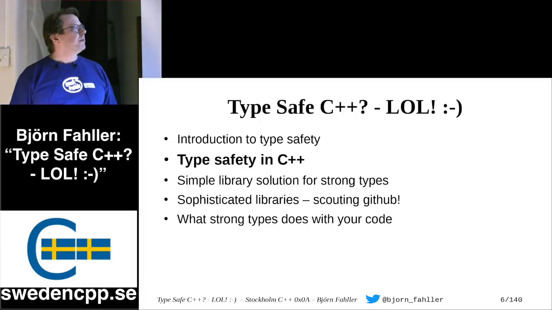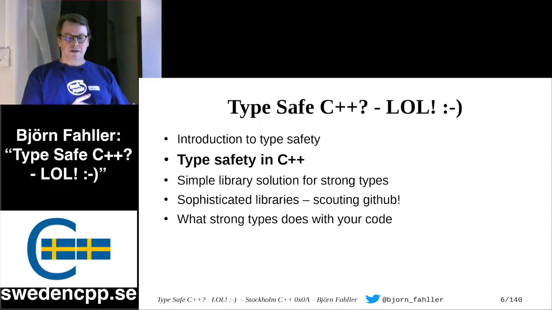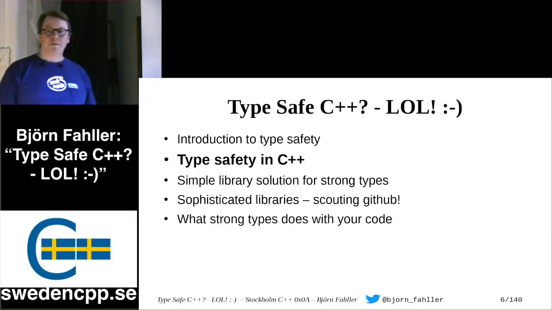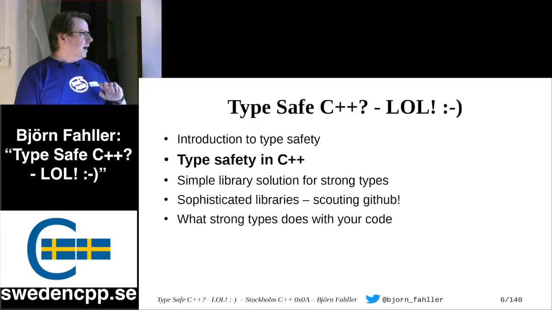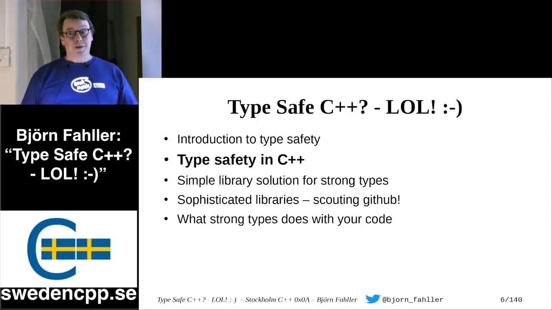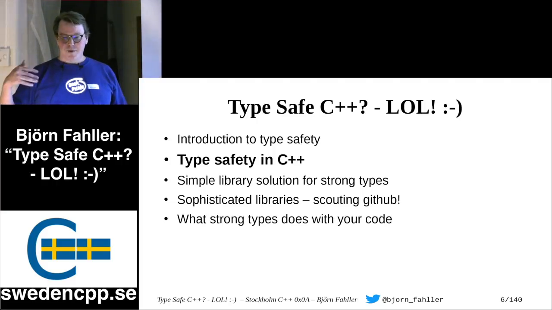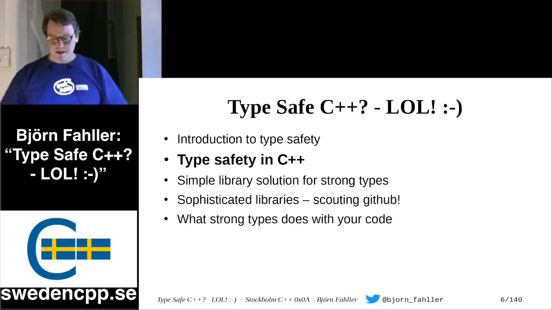This is what I intend to talk about today. So the introduction you've already been part of. I intend next to talk about how we can actually achieve some degree of type safety in C++. And then I scouted GitHub for open source libraries that provide support for achieving type safety. There are many, many more out there than I will show. It would be a very long and very boring session if we went through all of them. And in the end, we'll look at what actually happens with your code when you start using strong types. Because things happen with your code when you do that. And then afterwards, you will change the way you think about programming, actually. But that is after this session, not part of it.